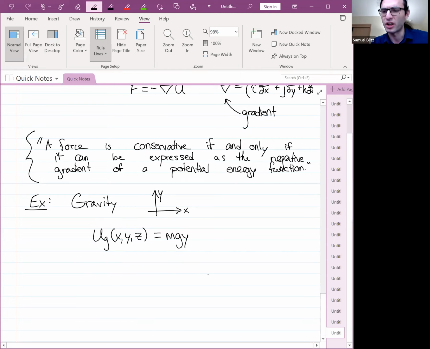Why do non-conservative forces not have potential energy? Non-conservative forces do not have potential energy because it's not a well-defined notion.